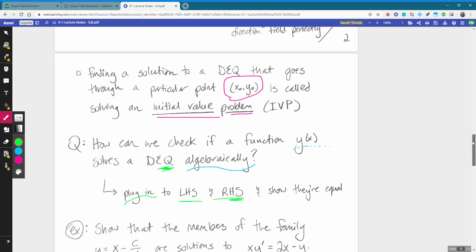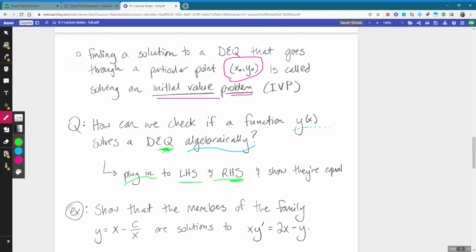So with that in mind, why don't you take a minute and check out the members of this family. And I'm calling this a family because this C up here is just some unchosen constant. But here we have a family of functions. Why don't you take a moment, pause the video, and show that it's a solution to this differential equation by plugging in on the left-hand side what we need to, and on the right-hand side what we need to, doing a little algebra work and showing that these match up.